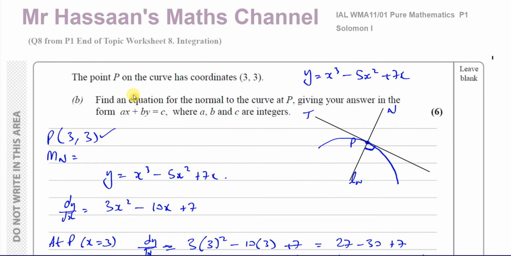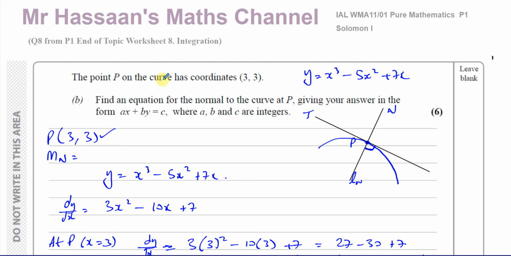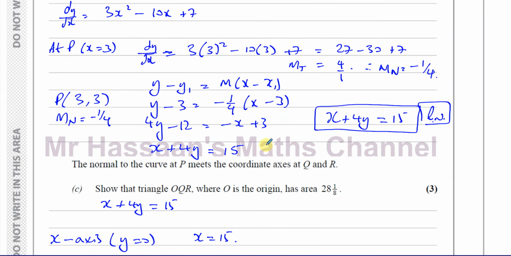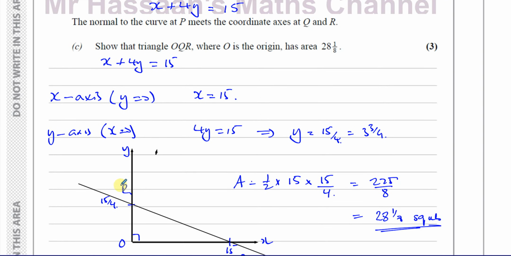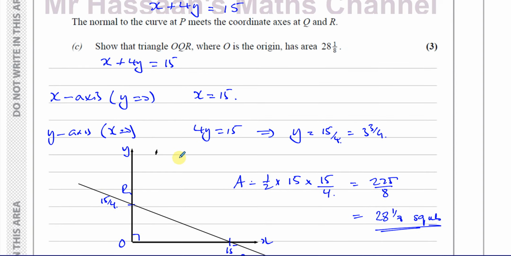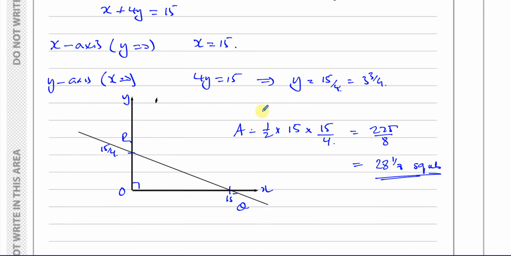We proved that. Part B said find the equation of the normal at the point P. So we found the gradient of the curve at the point P, and therefore the gradient of the perpendicular line, because the normal is perpendicular to the tangent at that point, and we used the equation of a straight line to find the equation of the normal. For part C, we found where this line crosses the x-axis and the y-axis, and we found the area of the triangle it makes with the origin, showing what it was supposed to be. There's the answer to the question.